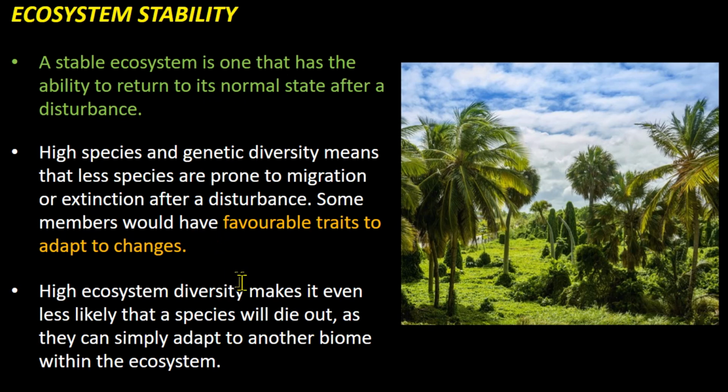So high ecosystem diversity as well makes it even less likely that a species will die out, as they can simply adapt to another biome within the ecosystem. So for example, if you have a forest that is beside another type of forest and one forest gets decimated, let's say through deforestation, then the organisms can easily move to the other forest and adapt to that biome.